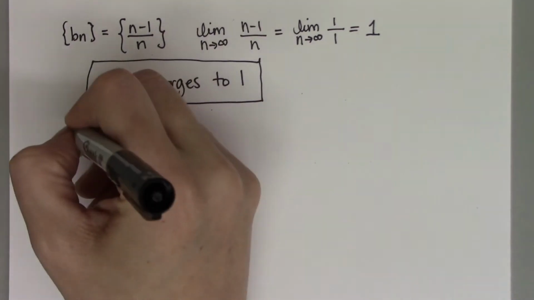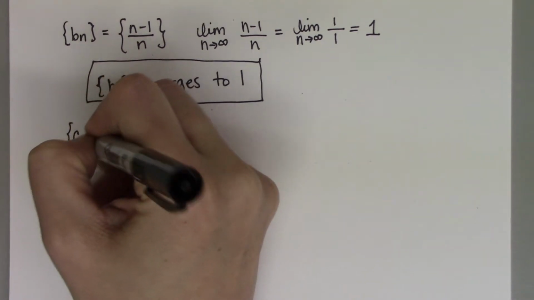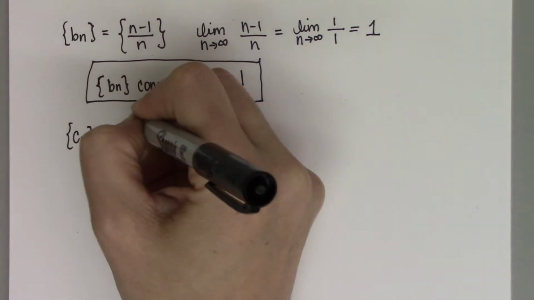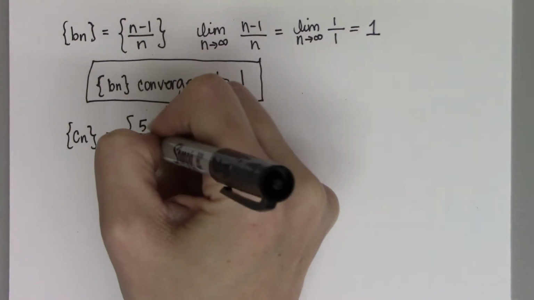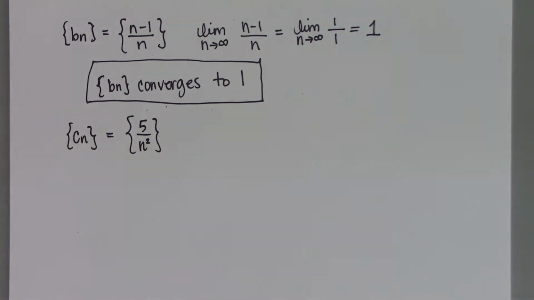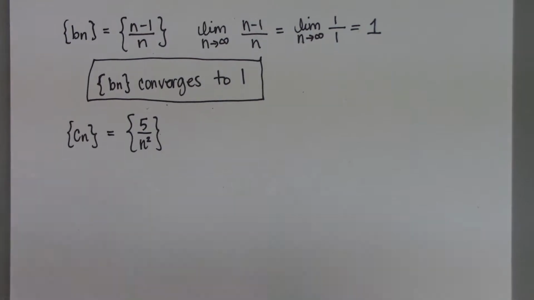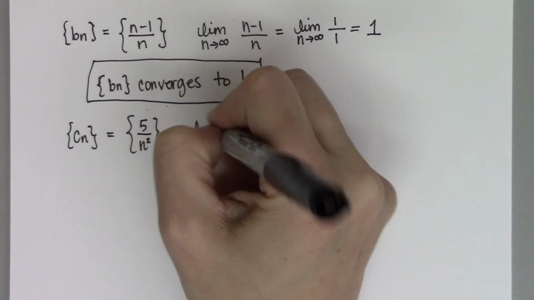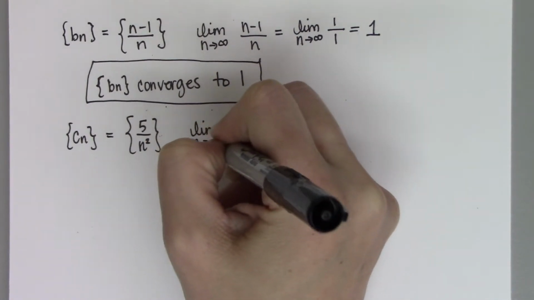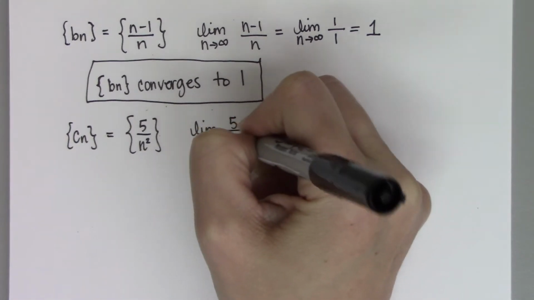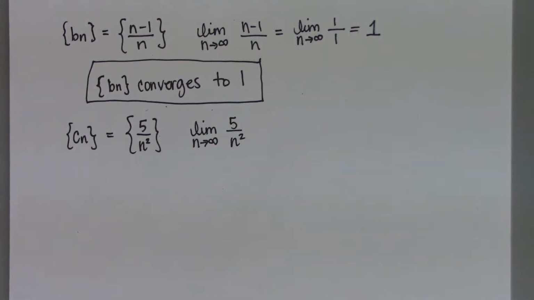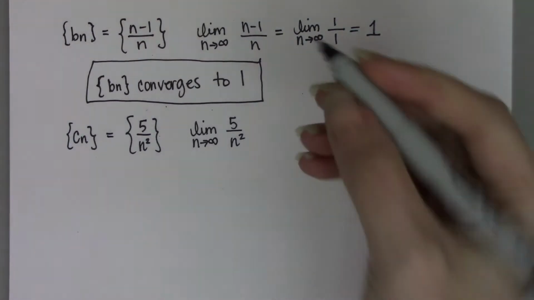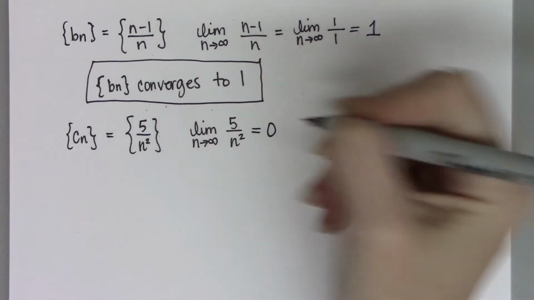All right, so let's look at another example. So we have the sequence 5 over n squared. So if we look at the limit as n goes to infinity of 5 over n squared. Well, this is a situation where we have a constant in the numerator and infinity in the denominator. And we just saw that 5 over infinity is going to collapse down to 0.